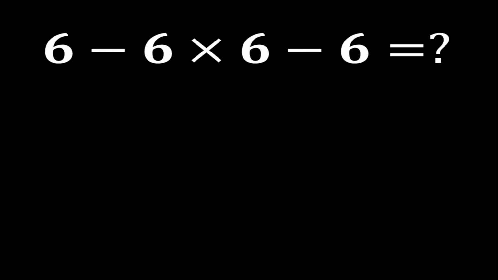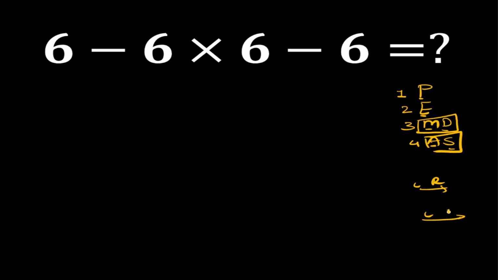So now PEMDAS, P, E, M, D, A, S. According to PEMDAS, first priority is parentheses, second priority is exponents, third priority is multiplication and division. Here multiplication and division both have equal priority. So we have to solve it from left to right. Fourth and last priority is addition and subtraction. And also addition and subtraction both have equal priority.